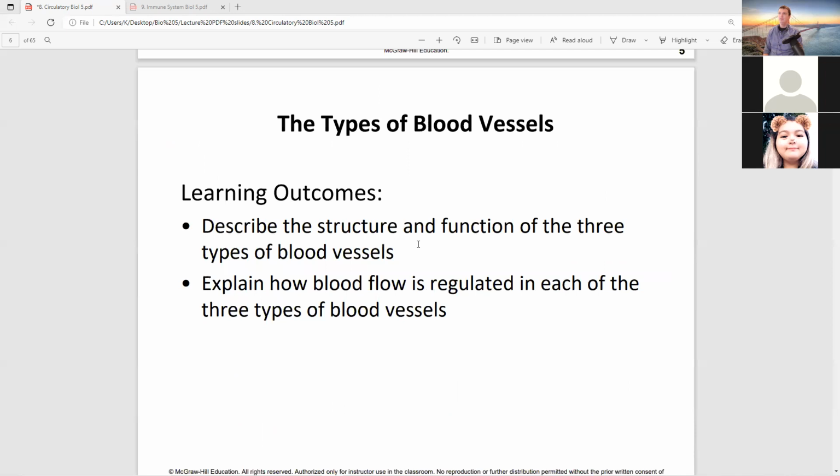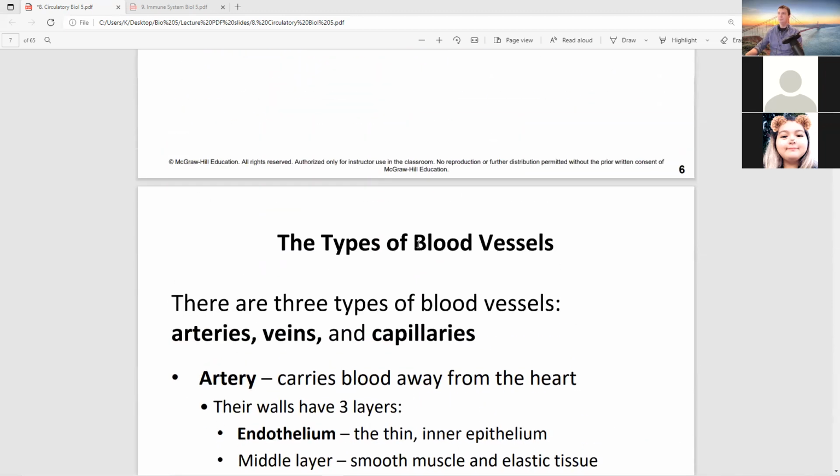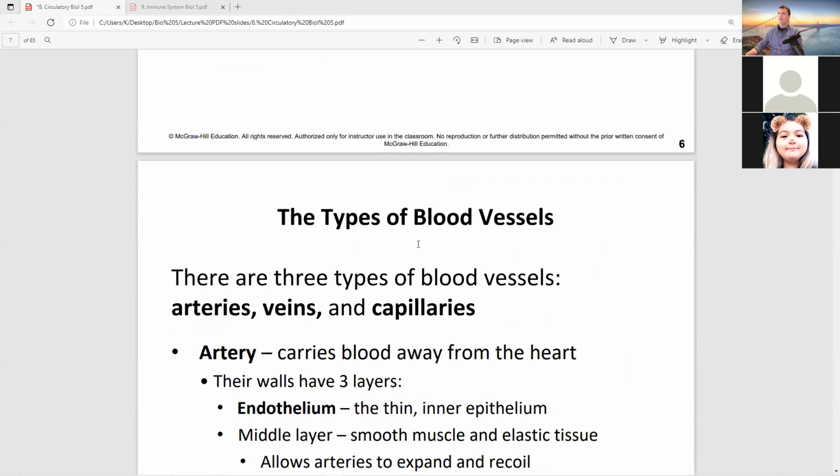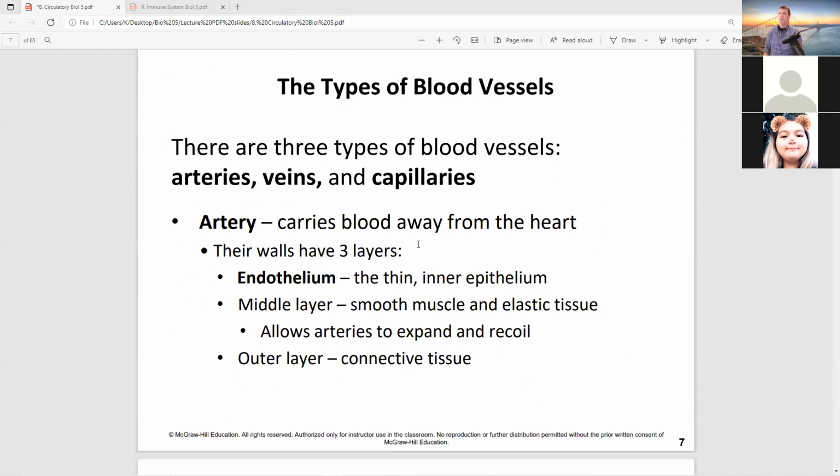So the types of blood vessels. For learning outcomes here: describe the structure and function of the three types of blood vessels, and explain how blood flow is regulated in each of the three types of blood vessels. So there are three types of blood vessels. We have arteries, veins, and capillaries.